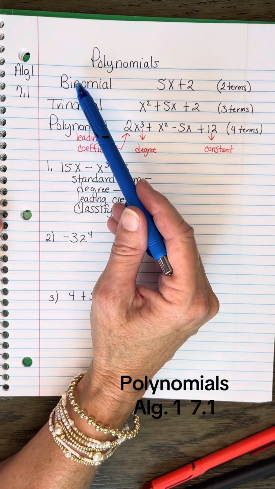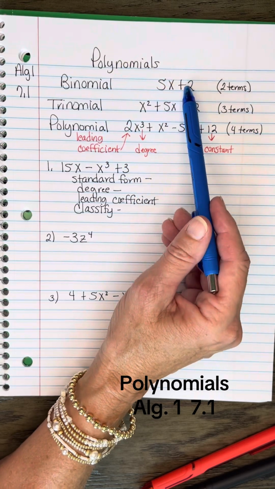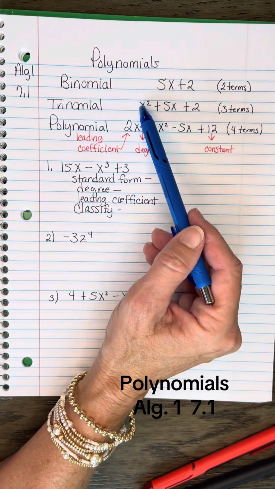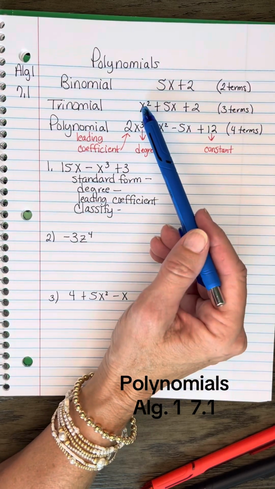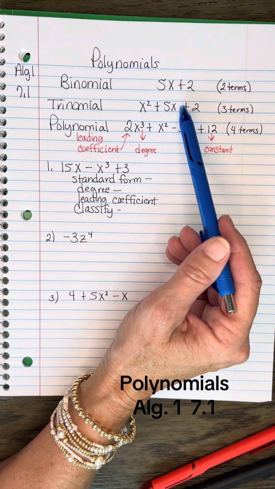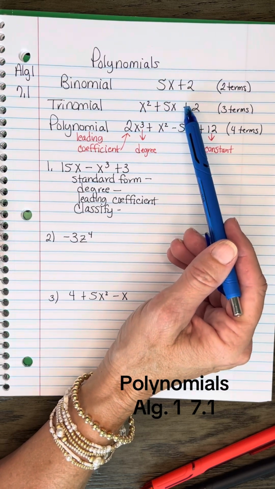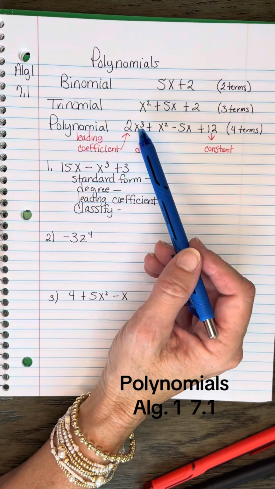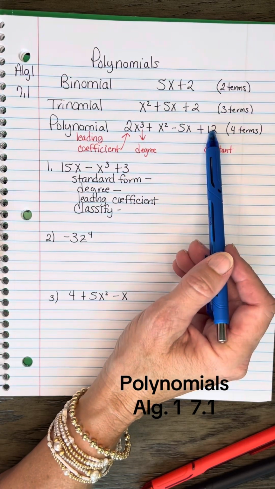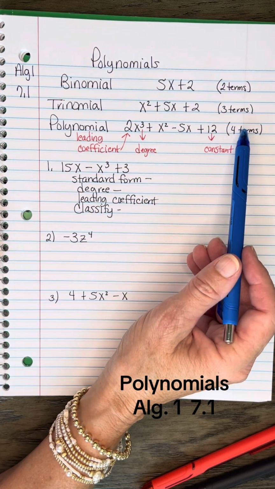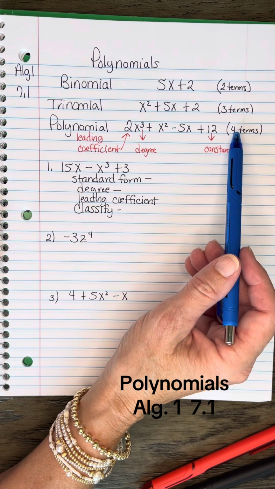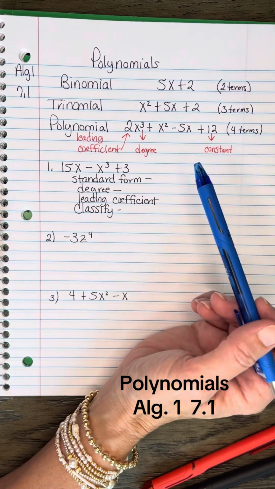Binomial, think of a bicycle that has two wheels. A binomial has two terms. A trinomial would have three terms, like a tricycle. 1, 2, 3, they're separated by these pluses, or they could be separated by minuses. And then this polynomial has 1, 2, 3, 4 terms. Anything over 3 terms will just be a polynomial with 4 terms or 5 terms or 6 terms.